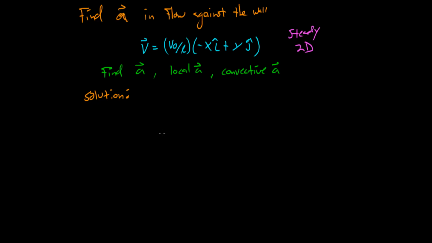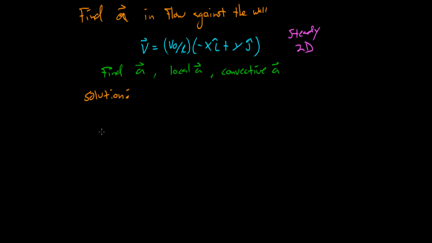So let's go back to the flow against the wall example. Remember, we were given a velocity field that looked like this, v0 over L times minus x i hat plus y j hat. This is a steady 2D flow. I know it's steady because there's nothing that shows up in time here. And what we're asked to do is, given a known velocity field, let's find the acceleration field. And while we're at it, let's separate out the local acceleration and the convective acceleration.